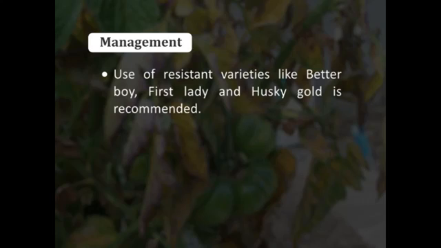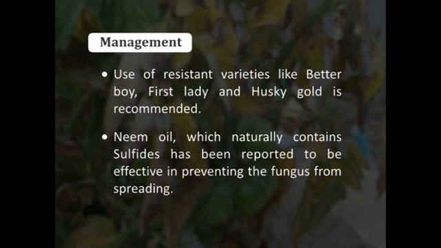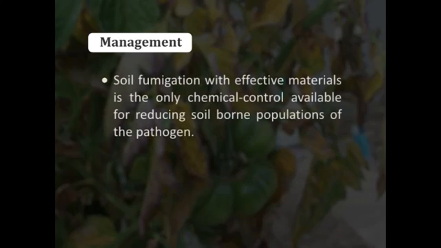Use of resistant varieties like Better Boy, First Lady, Husky Gold is recommended. Neem oil, which naturally contains sulfides, has been reported to be effective in preventing the fungus from spreading. Soil fumigation with effective materials is the only chemical control available for reducing soil-borne populations of the pathogen.